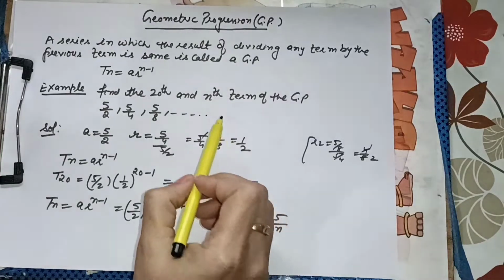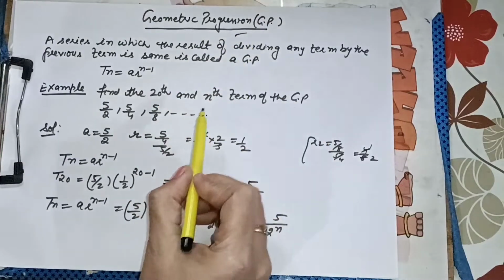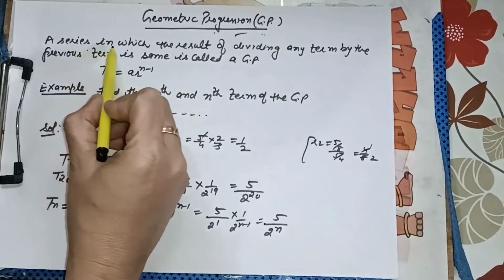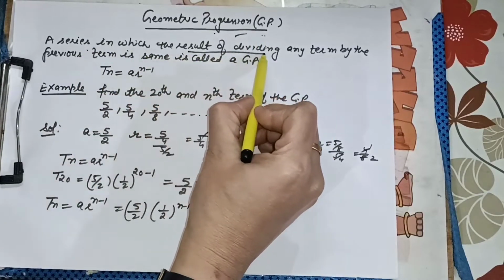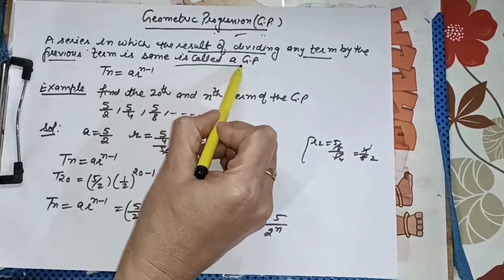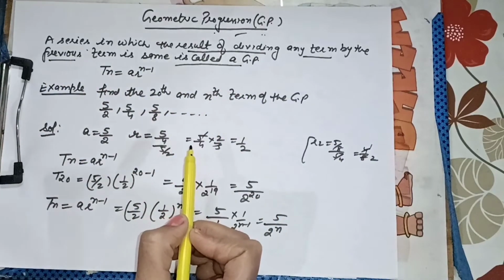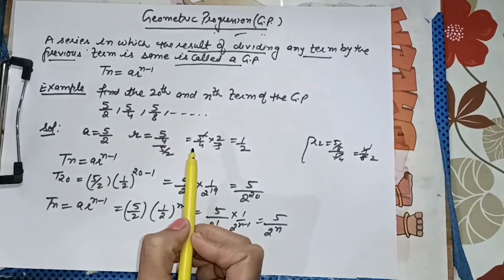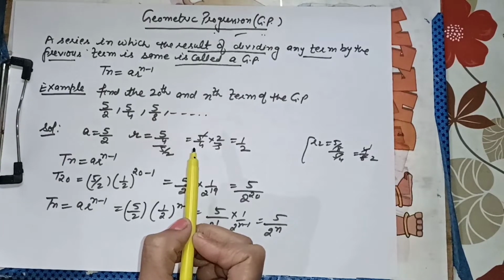Good morning, dear friends. In today's video, I will discuss the concept of geometric progression, that means GP series. A series in which the result of dividing any term by the previous term is called a GP. That means whenever we divide the second term by the first term and the third term by the second term, we get the same ratio, that is the common ratio. If the common ratio is the same, then we can say it is a GP.